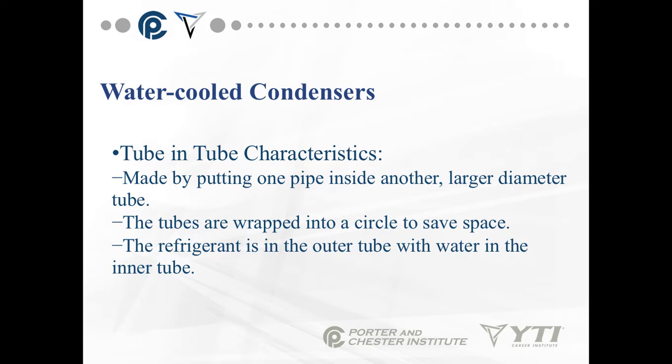Okay? The most frequent one you're going to see in equipment that is not high-grade commercial equipment is your tube and tube. It's made by putting one pipe inside another larger diameter tube. Okay, I think on a few of the shop benches, there might be some of these that have been built. The tubes are wrapped in a circle to save space. The refrigerant is in the outer tube, and the water is in the inner tube. Now, the refrigerant and water obviously can never mix, so leaks are important here.